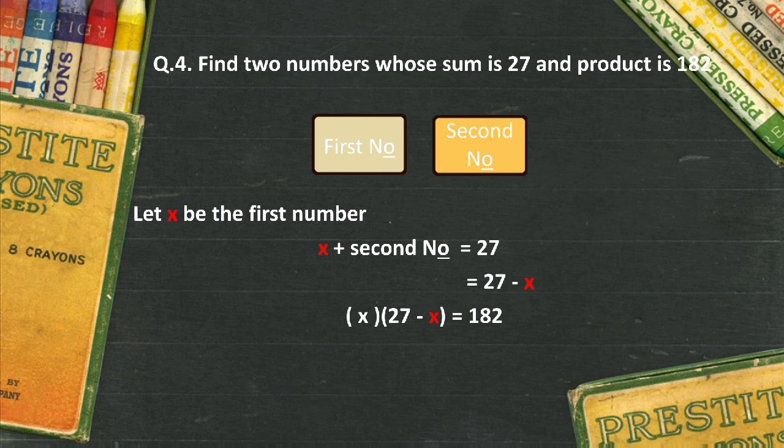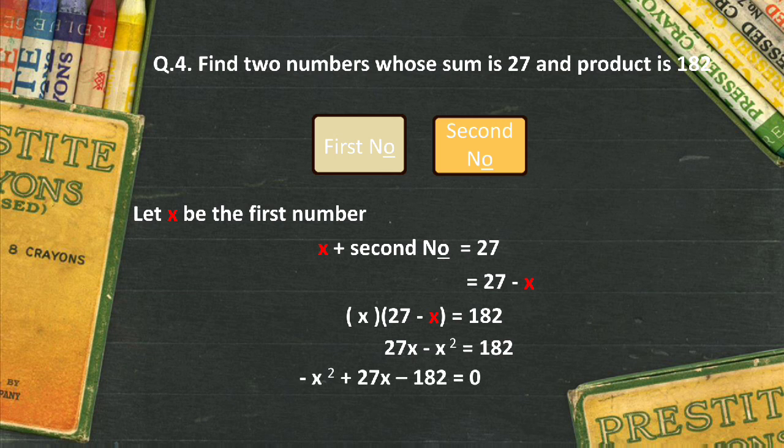Okay, then the next part is the product of these two numbers is 182. So x was my first number and 27 minus x is my second number. When I multiply both these numbers I get the answer as 182. So x multiplied by 27 will become 27x, x multiplied by x will become x square with a negative sign, and 182 as it is. So all I have to do is put this properly based on the general equation and solve by any of the three methods. So I hope this part is clear, and let's go ahead and continue.